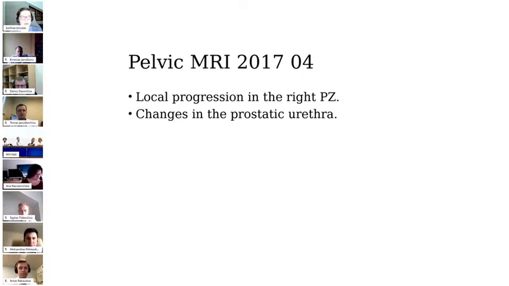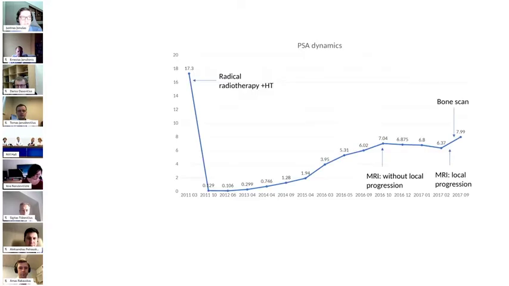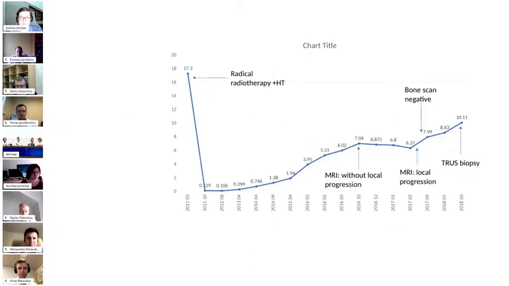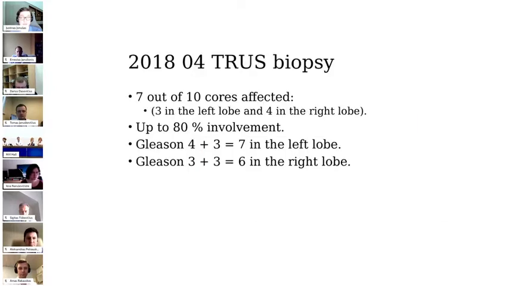Thank you. So a pelvic MRI was performed, and PSA increased even more, and a bone scan was also performed, and there was no evidence of pathologic osteoblastic activity. However, PSA increased further on, and a biopsy was performed, showing a recurrence of the disease. 7 out of 10 cores were affected in both lobes, and the Gleason score increased from the previous biopsy also. Maybe we can have a comment from the pathology department.